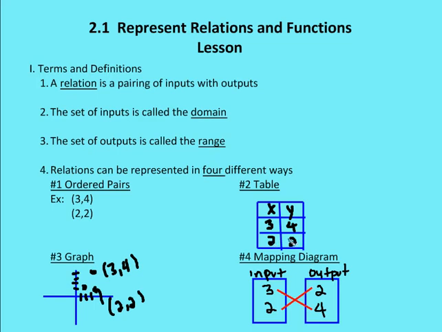The third is a graph, which we talked about. I have 2 points, (2, 2) and (3, 4). Those are both relations at both points. And also a mapping diagram. I can have an input column and an output column. So my input is 3, my output is 4, my input is 2, my output is 2. So 4 different ways that you can represent relations. Typically, we'll represent relations in either ordered pairs or as part of a graph in this class.